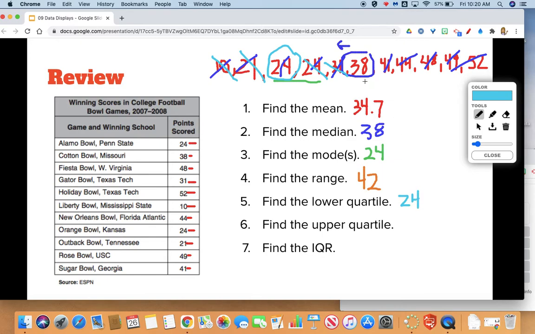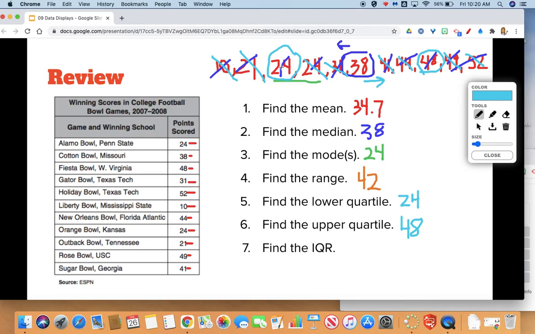Let's do the same thing with the upper quartile, everything above the median. I cross off low, high, low, high. I come down to one number in that upper half of the data, 48. This one worked out nicely because it came down to one number.